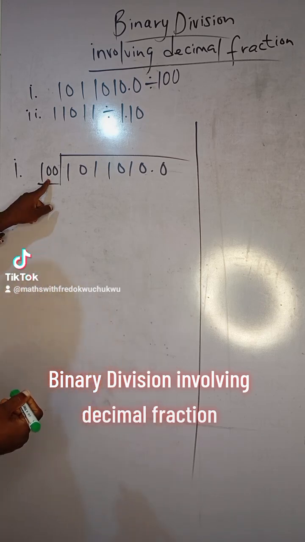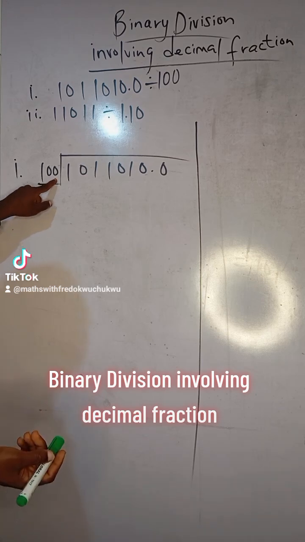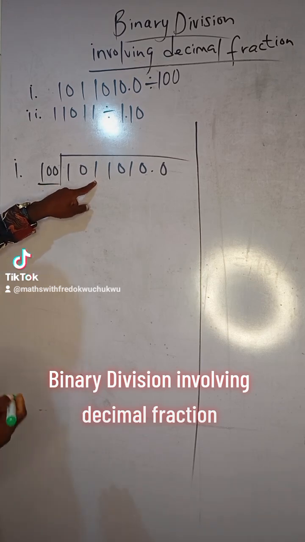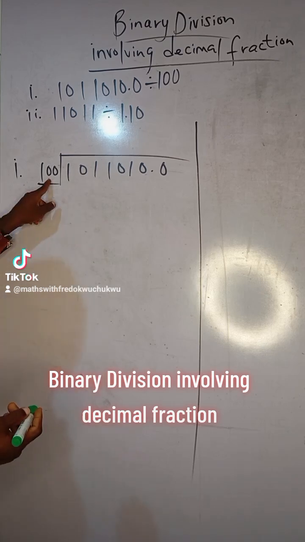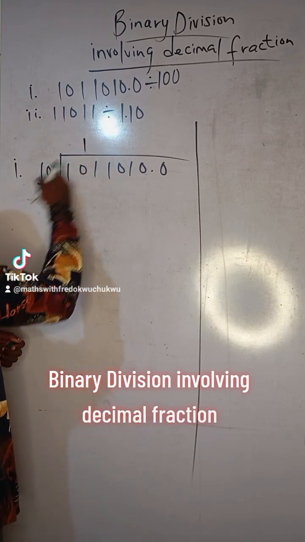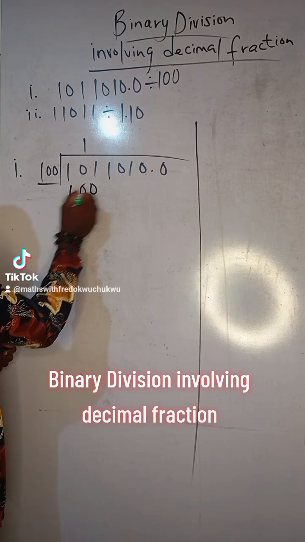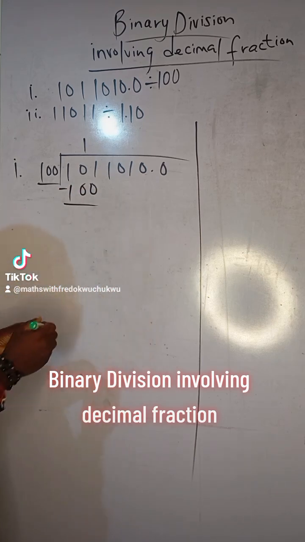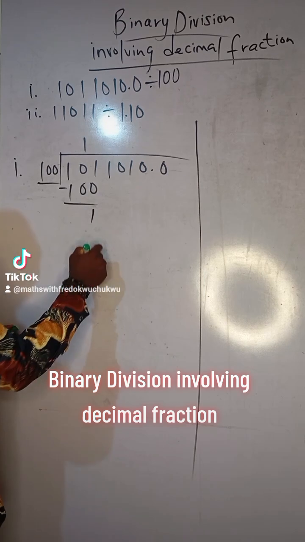You just consider the number of values here. 100 is a three-valued number. Pick the next three values and check whether it can divide. Now 100 can divide 101. 1 times 100 is 100. We do our subtraction here. 1 minus 0 is 1.